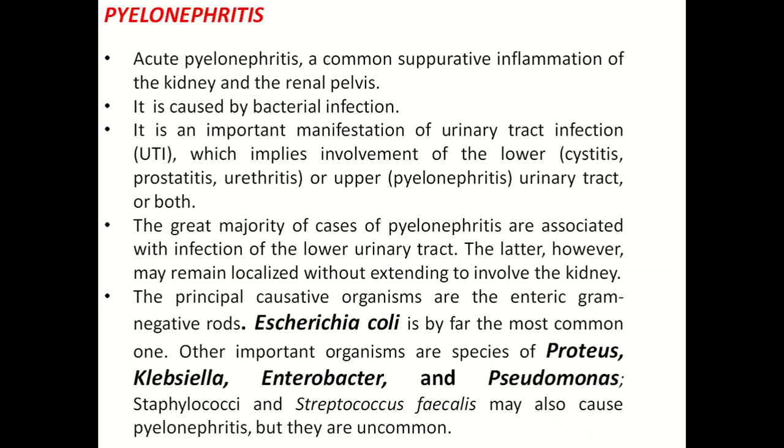So in this slide, what is pyelonephritis? It is a suppurative inflammation. There are two types, acute and chronic. In acute, again lower and upper, the majority are lower urinary tract infections, and the most common causative organism is E. coli, then Proteus, Klebsiella, Enterobacter, and Pseudomonas.